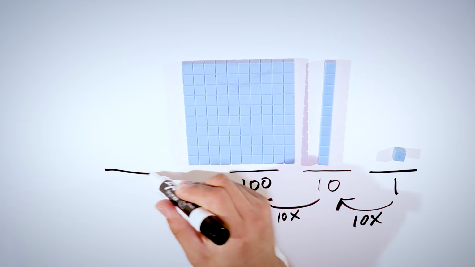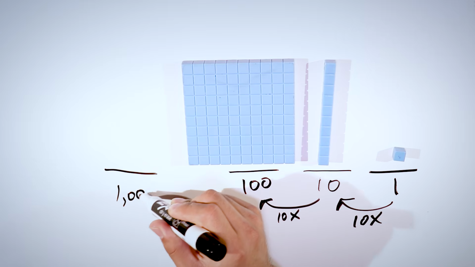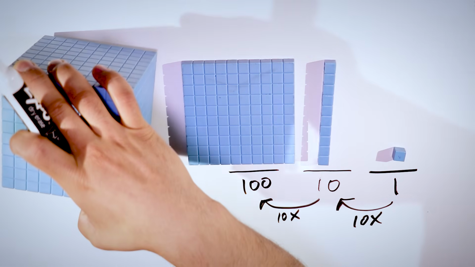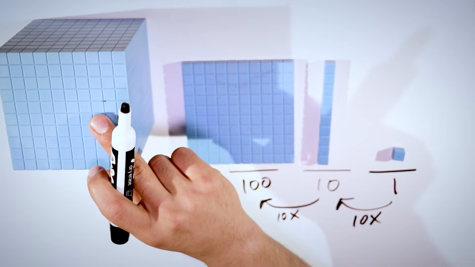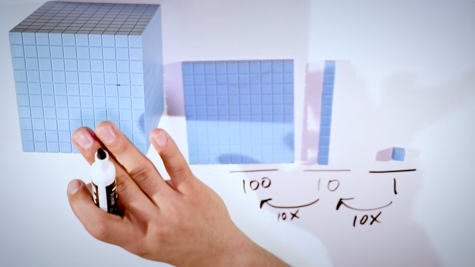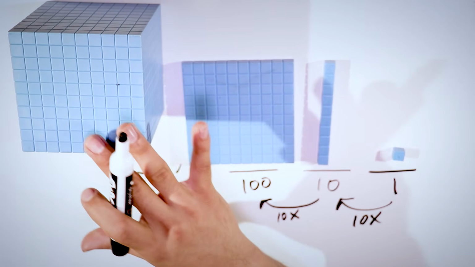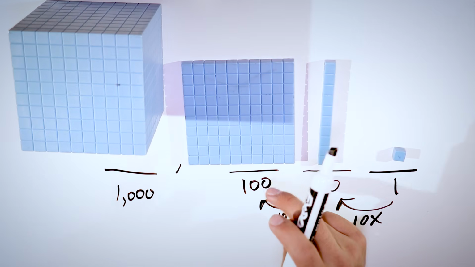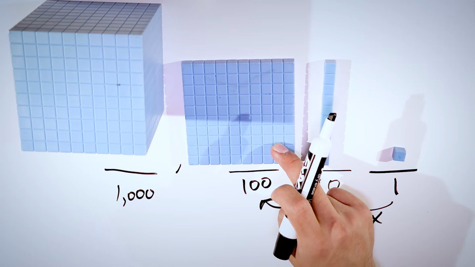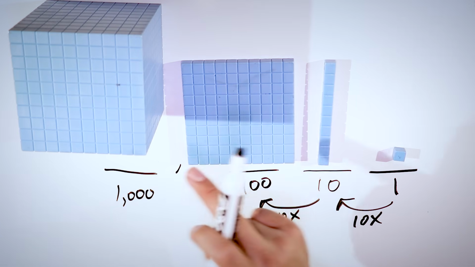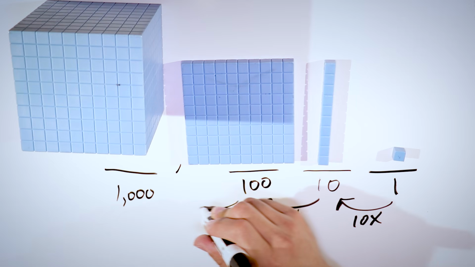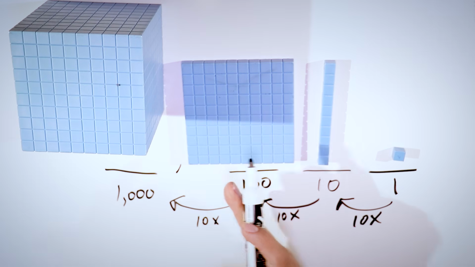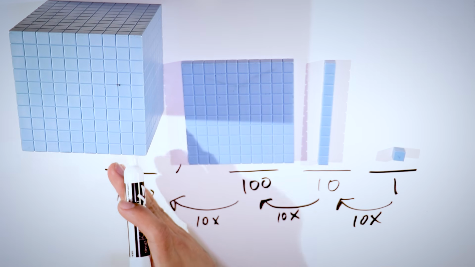So what do you think is going to happen when we go up to our thousands place? Well, you guessed it. First of all, we use a cube like this one to represent the thousands because there are 1,000 unit cubes in here, so that gives you a value of 1,000. And if you look at these, there would be 10 flats in 1 cube. So that means that, again, you multiply the value by 10 to get the value of the thousands place.